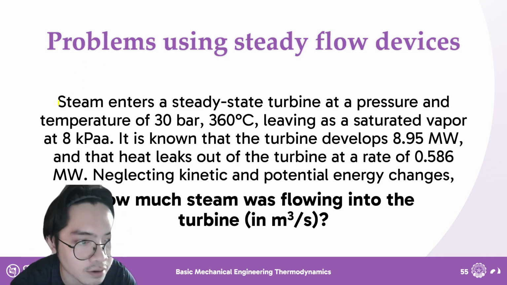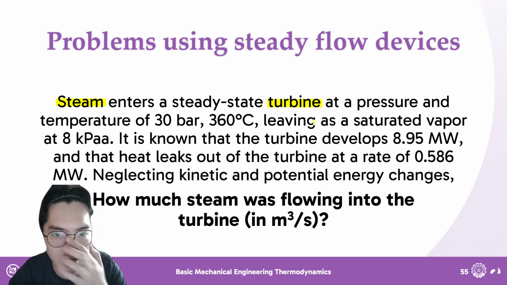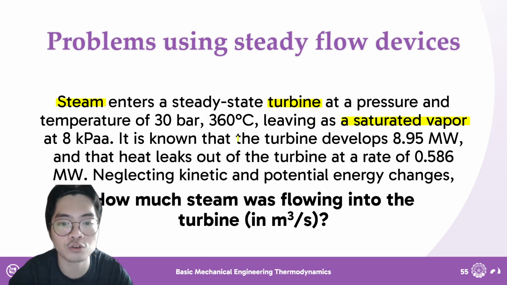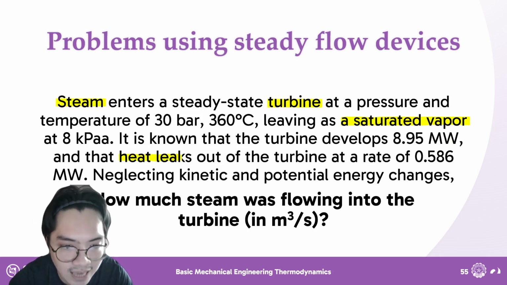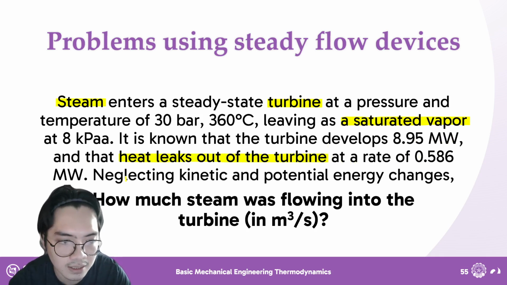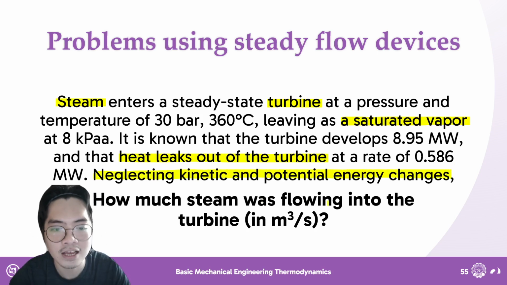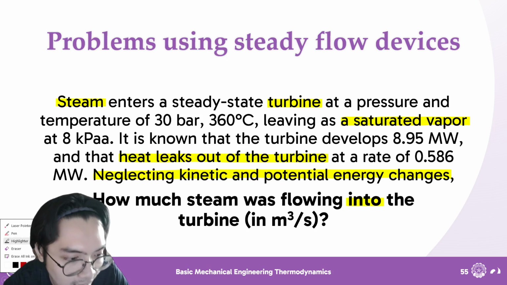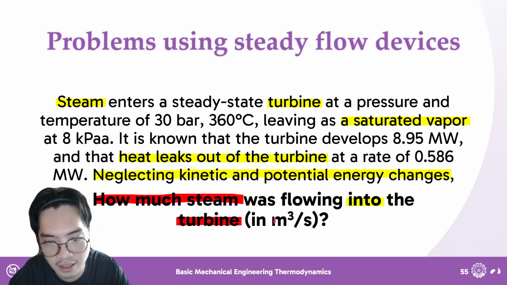Our details are, of course, steam, steady state turbine at a pressure and temperature, leaving as a saturated vapor at 8 kPa. It is known that the turbine develops 8.95 megawatts and that heat leaks out of the turbine at a rate of 0.586 megawatts. Neglecting kinetic and potential energy changes, that is what we like to hear, right? How much steam was flowing into the turbine in cubic meters per second?